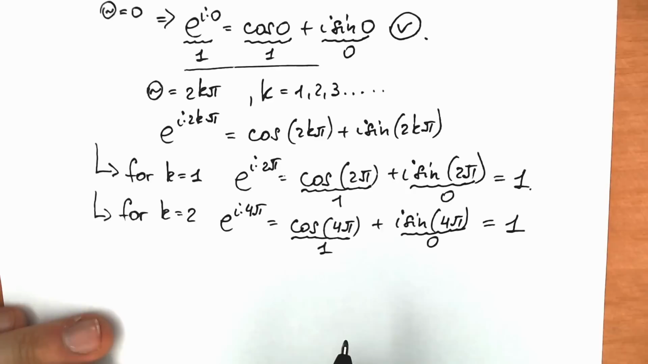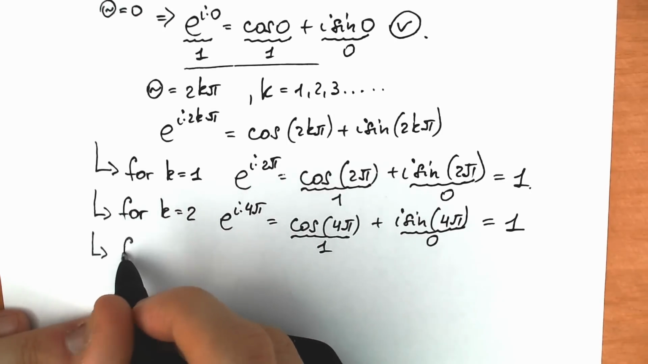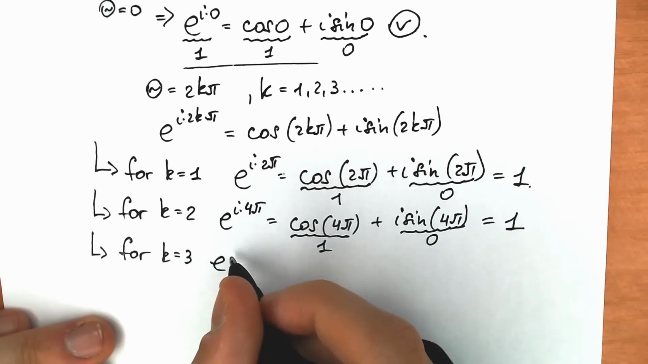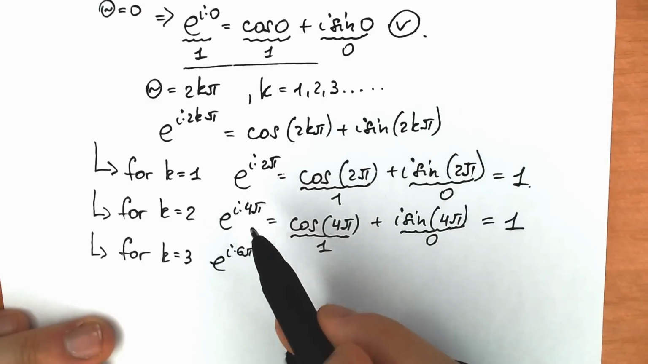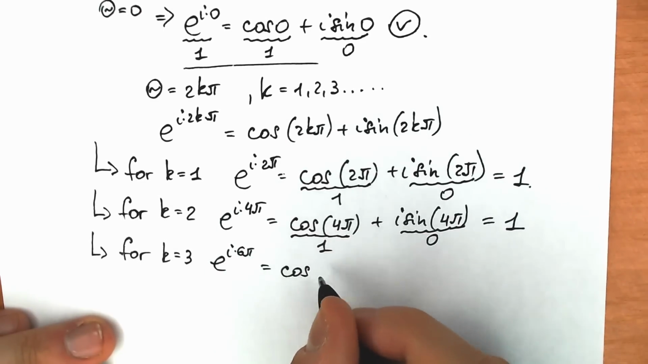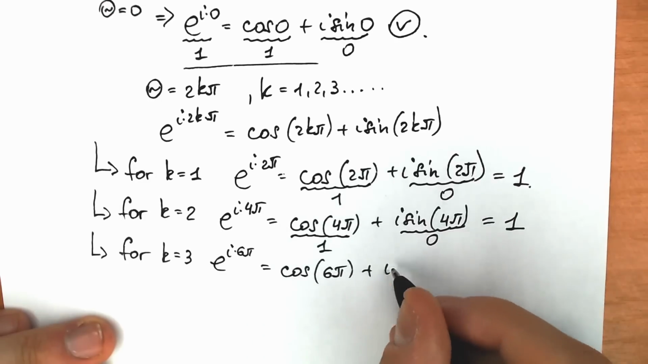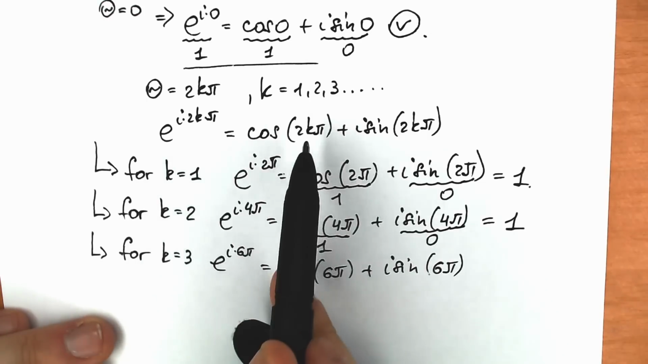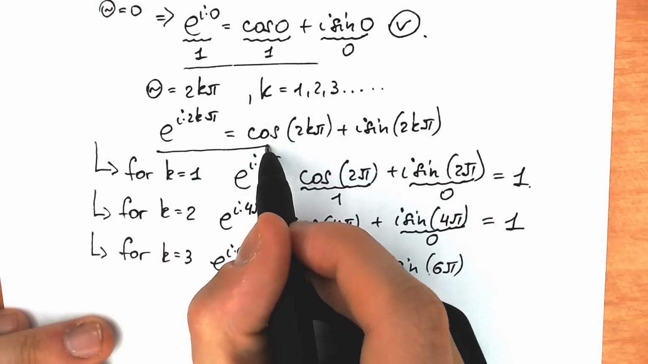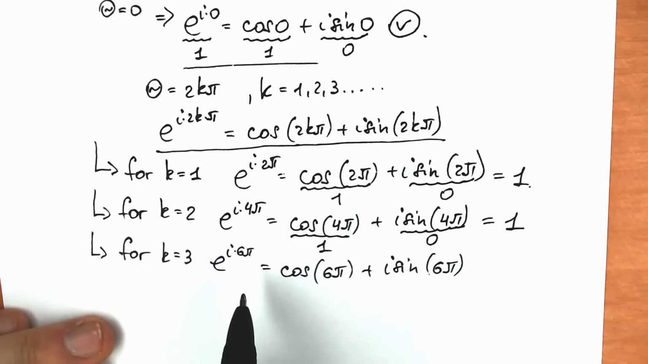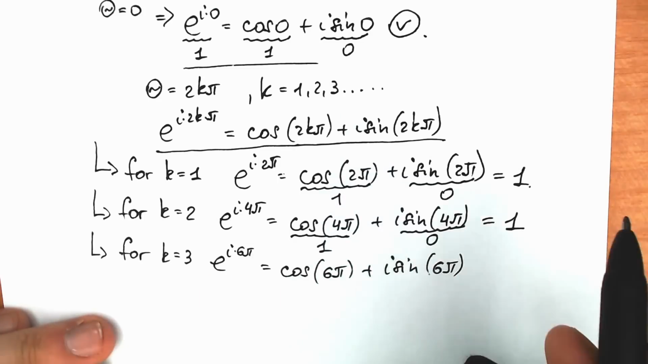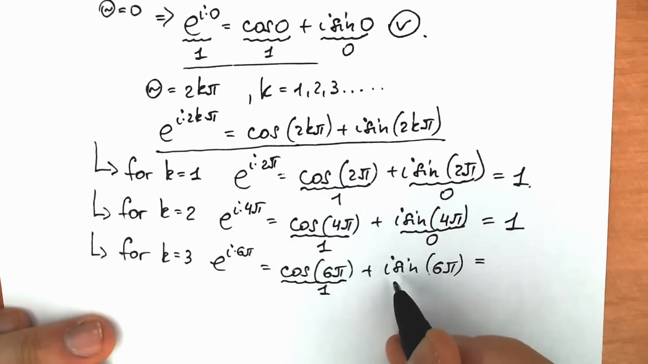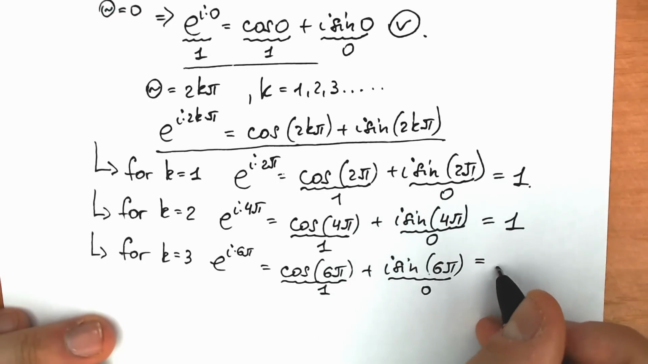So right now, let's check one more example. Let's see what will happen when k is equal to 3. And I hope you understand that right here we have only e to the power I times 6 pi, so just 2, 4, 6. And on the right side, we have cosine 6 pi plus I sine 6 pi. I just plug in this k into our main identity, which is also a correct identity because I proved it in the beginning. Cosine 6 pi is equal to 1 and sine 6 pi is equal to 0. So as a result, we have the same 1 on the right side.